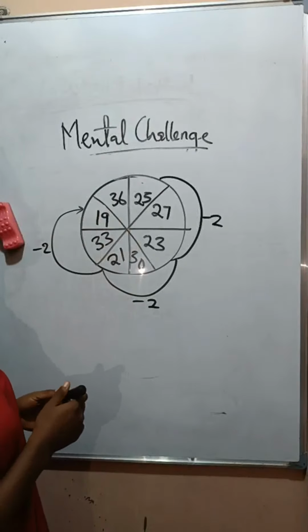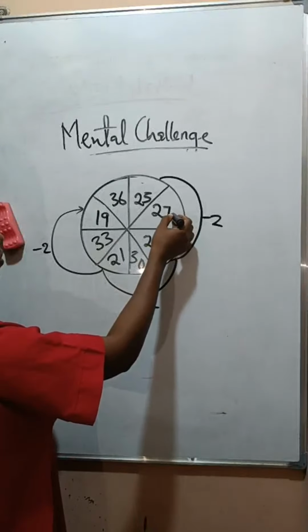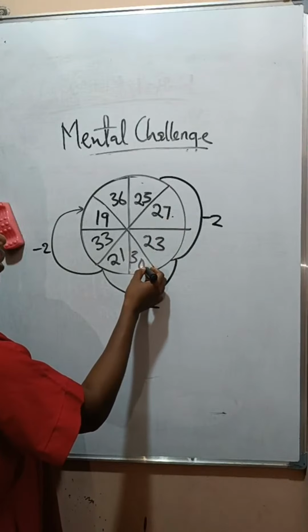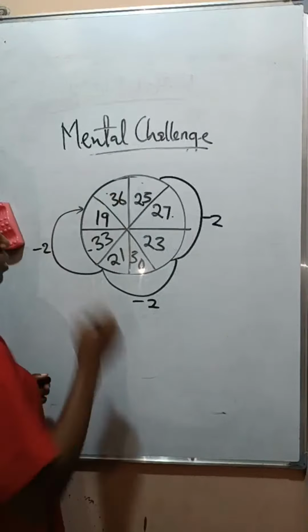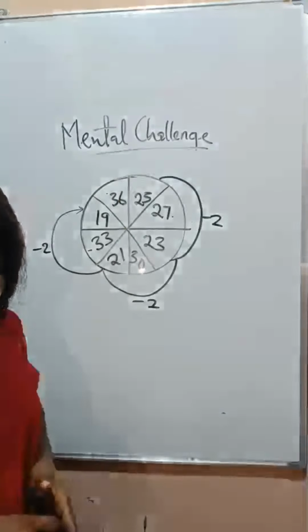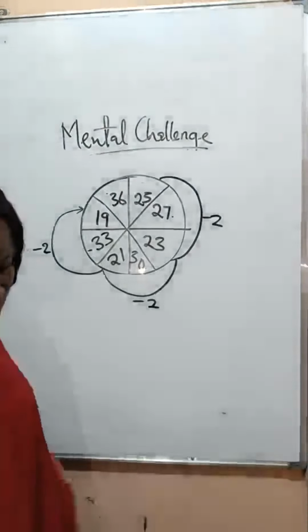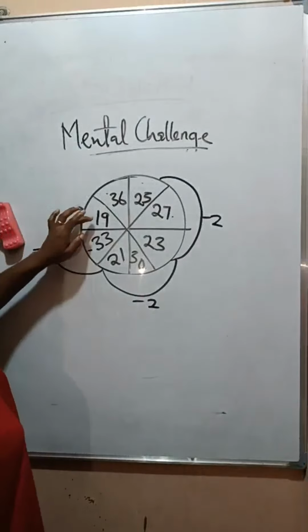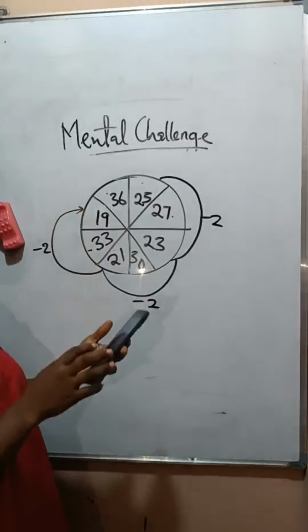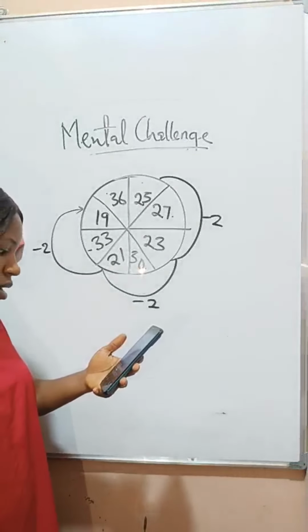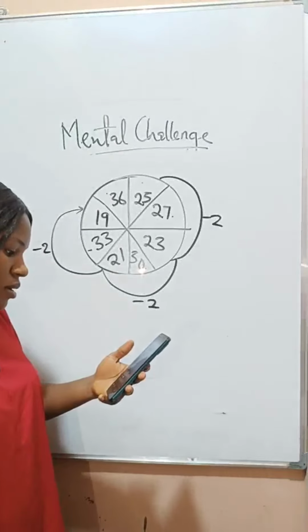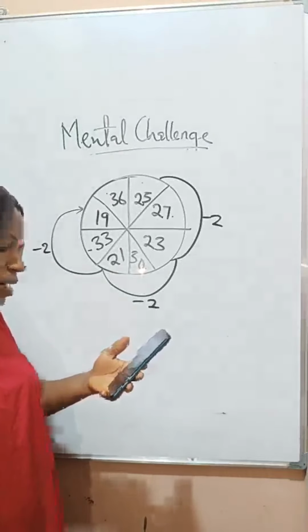Now, the second pattern is this. 27 plus 3 will give us 30. 30 plus 3 will give us 33. 33 plus 3 will give us 36. So you can see that the one we are looking for actually falls here. So from 27, skip 1 part, plus 3. So yeah, that is it.